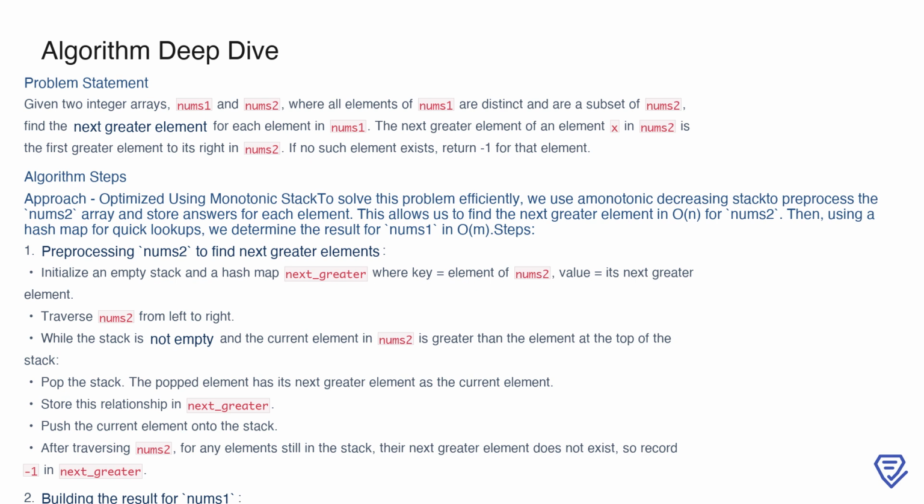First, we initialize an empty stack and a hash map called next_greater. As we iterate through nums2, we compare the current number with the top of the stack. If the current number is greater than the top of the stack, it becomes the next greater element for the stack's top. We pop the stack, store this relationship in the hash map, and continue. Any elements left in the stack by the end of the traversal have no next greater element, so we assign them a value of -1 in the hash map.